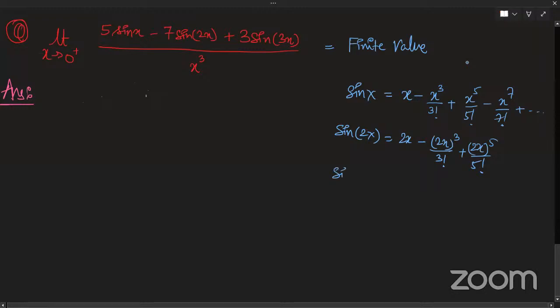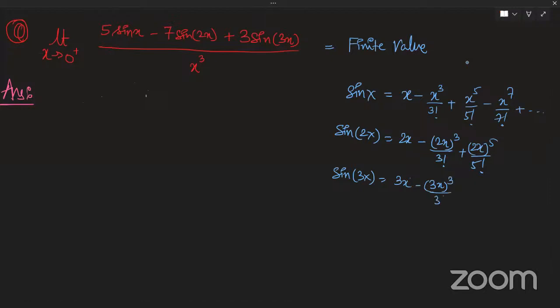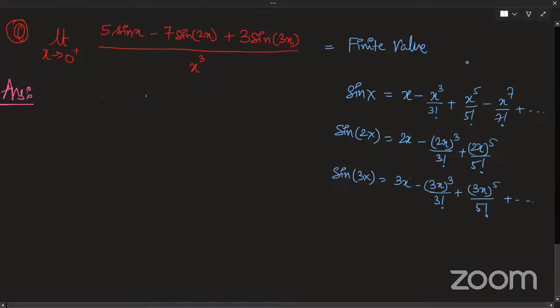Same about sine of 3x? In place of x, I will be substituting 3x. So 3x minus (3x) power 3 by 3 factorial plus (3x) power 5 by 5 factorial, right?